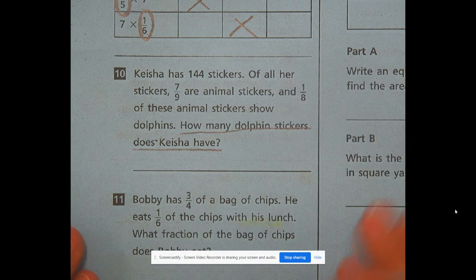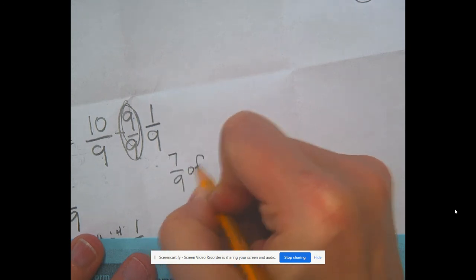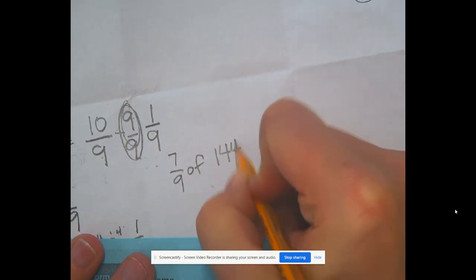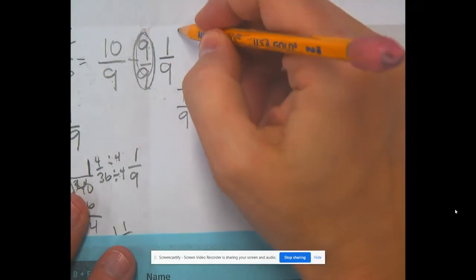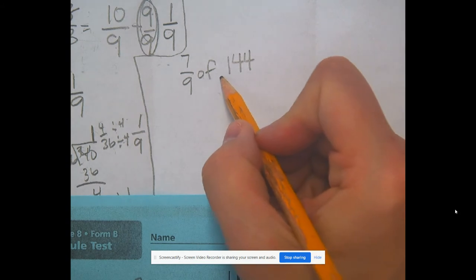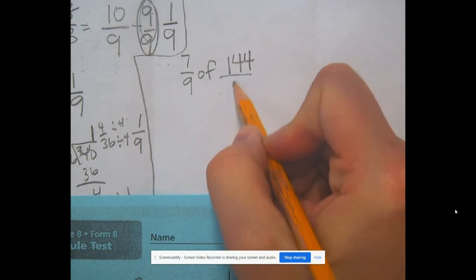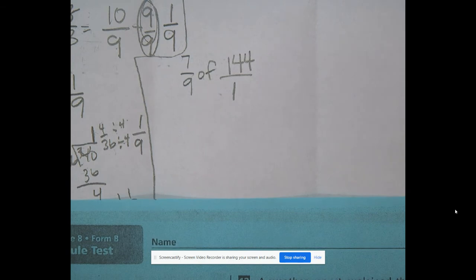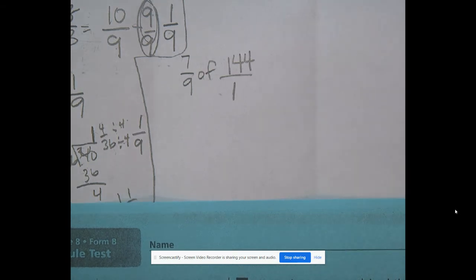So how am I going to solve how many animal stickers she has? Yes, good. 7/9 of 144. Don't get confused. So what am I going to do? Put it over 1. Now, can I cross cancel? Do we know a divisibility rule for 9s? We do, don't we? Do we know a divisibility rule for 3? Because 3 is a factor of 9 as well.